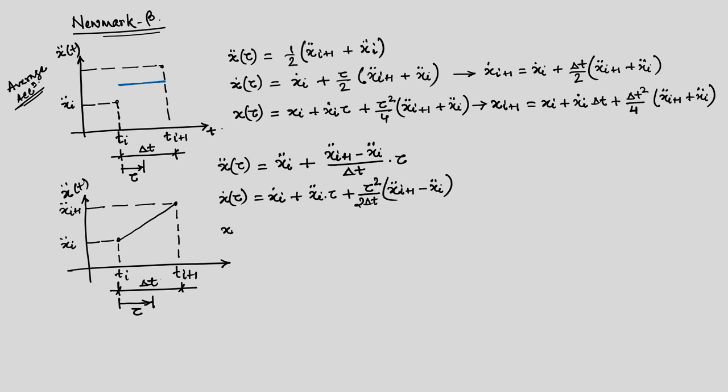And then again, if we repeat the same process, integrate once more. So, what we will have? x i plus x i dot times tau plus tau square by 2 x i double dot plus tau cube divided by 6 delta t times x i plus 1 minus x i. Sorry, both of them will be double dot.